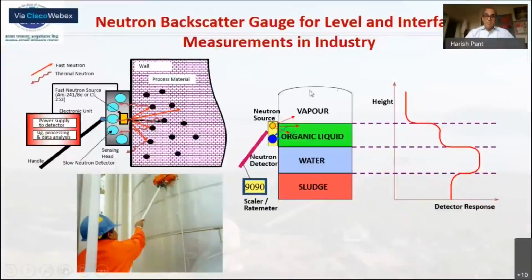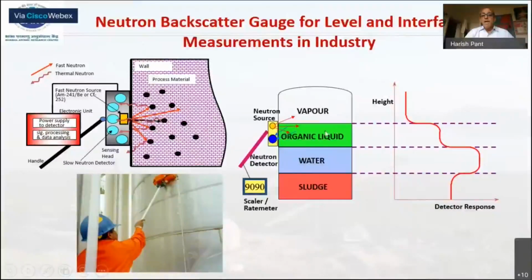If you have a tank like this, which is generally found in the petroleum industry, it will contain the sludge at the bottom, then the water, then the organic liquid, and then vapor. If you scan this from top to bottom, you will find that when there is vapor, there is a very low intensity of backscattered radiation, because it is empty.